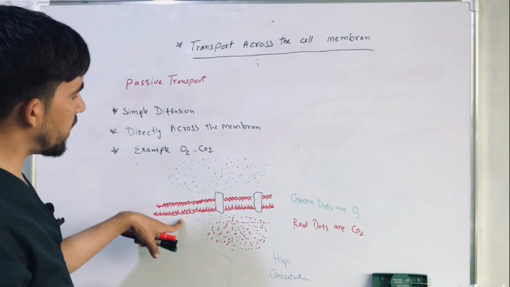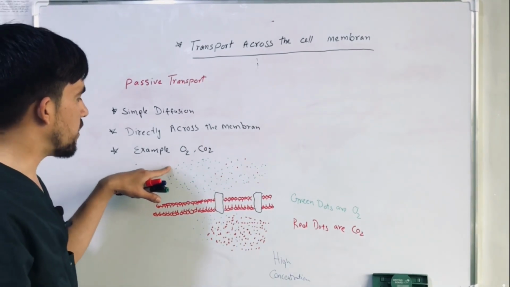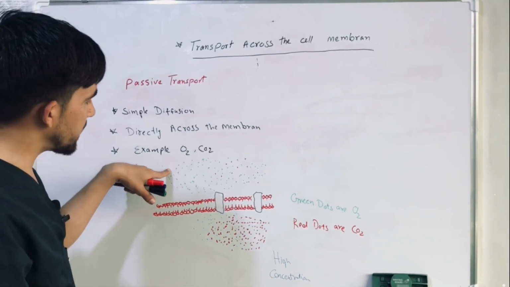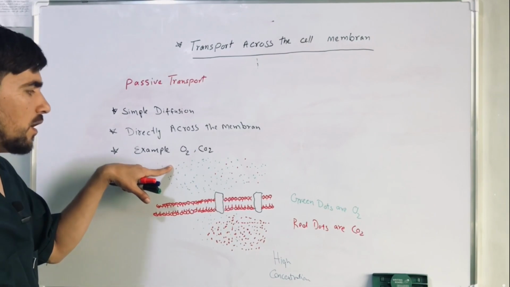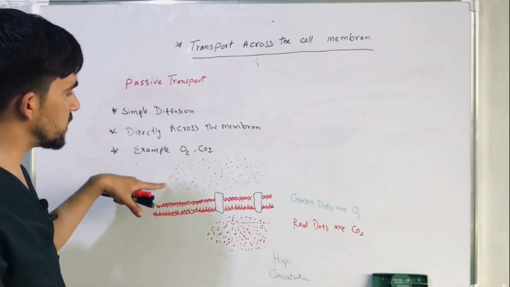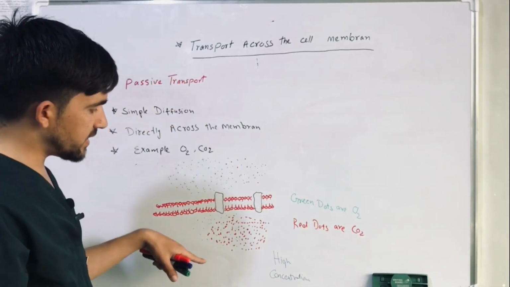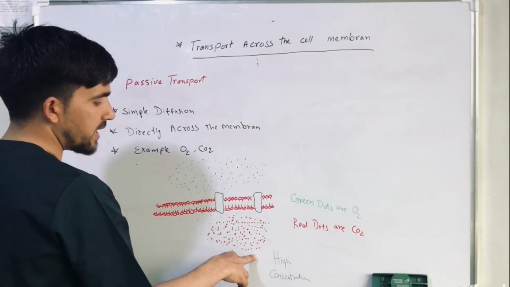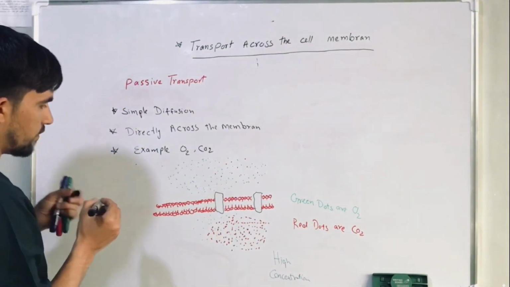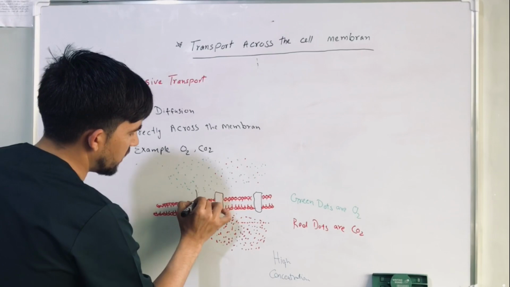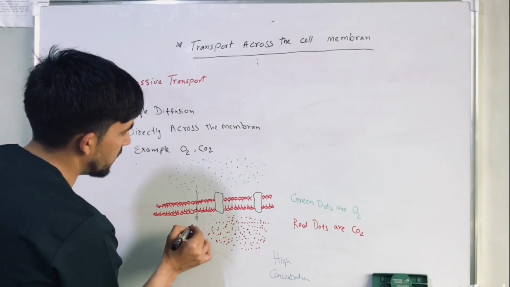Now, this is the cell membrane, and the red dots are carbon dioxide, and green dots are oxygen. Here is outside of the cell membrane, and here is inside of the membrane. We see here outside of the cell membrane, the concentration of oxygen is very high, and the concentration of carbon dioxide is very low. And inside the cell membrane, the concentration of carbon dioxide is high, and the concentration of oxygen is very low. Now, what happens? This oxygen passes the cell membrane without any channel or without any energy.